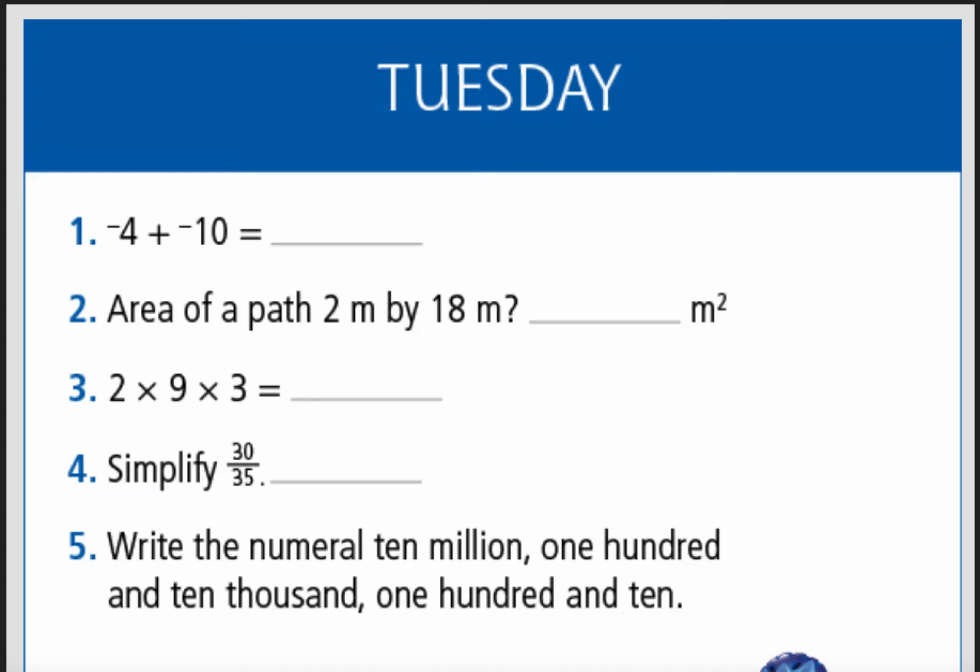Hi guys, so here we go with Tuesday's maths. This is week 24, Tuesday. So the first one, we're starting off with two negative numbers or two minus numbers, minus 4 and minus 10, and we have to add them up.